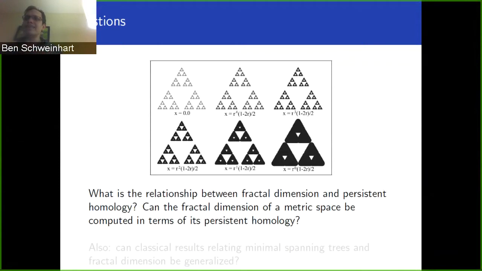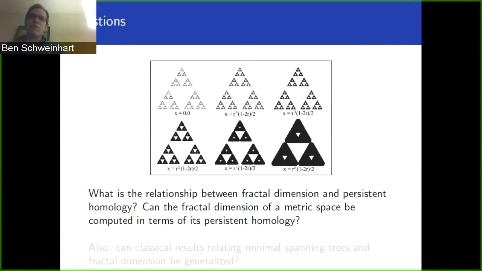And to get an idea, we can look at this figure. This is an example of a self-similar fractal, the Sierpinski triangle. What you should see here is, as we take the epsilon neighborhoods of the Sierpinski triangle, we have homology classes that are born and die. And this is reflected in the persistent homology.